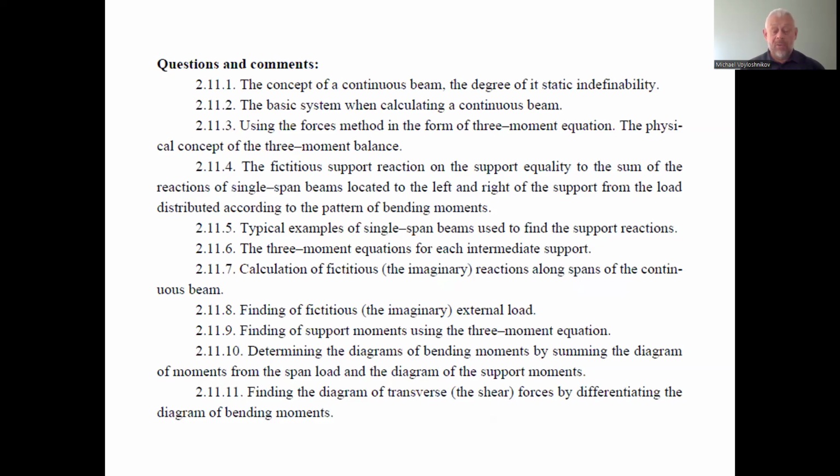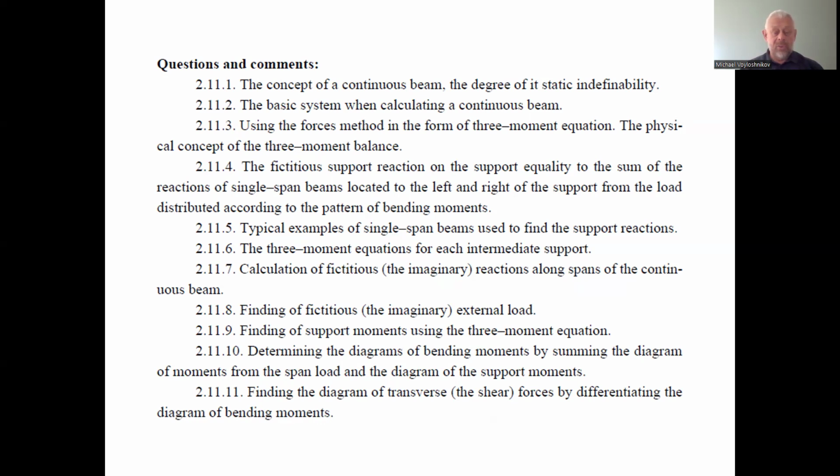Determine the diagram of bending moments by summing the diagram of moments from the span load and the diagram of the support moments. This is done by the principle of superposition. So we consider two diagrams: one of the bending moments from the span load, and another one of the support moments found by solving the three-moment equations. Together they give us the bending moment diagram. Then find the diagram of transverse or shear forces by differentiating the diagram of bending moments.